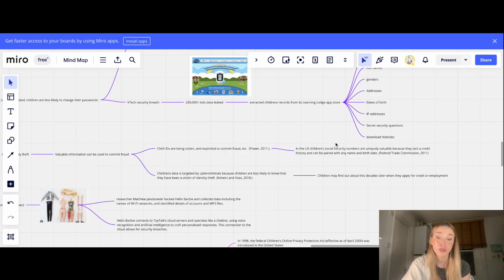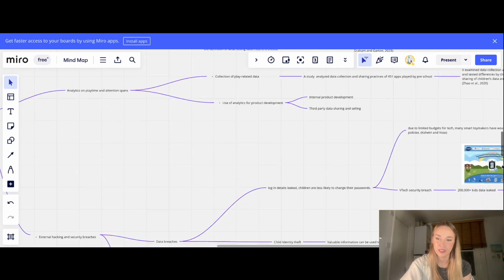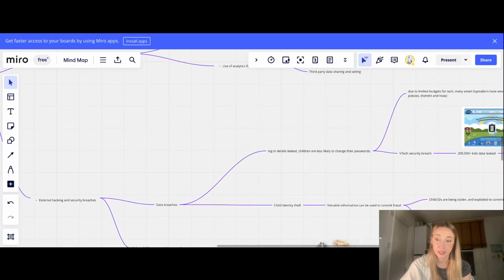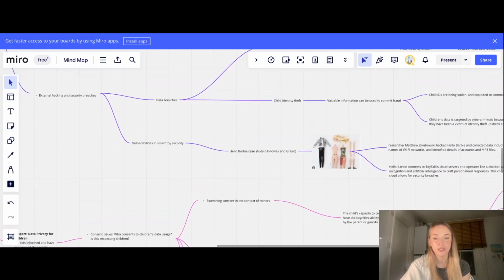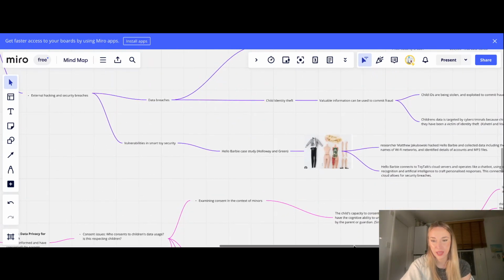In the US, children's social security numbers are uniquely valuable because they lack a credit history and they can be paired with any name and any birth date. Children's data is targeted by cybercriminals because children are less likely to know that they have been a victim of identity theft. Children may find out about this decades later when they apply for credit or employment or try and buy a new car. This is an example of a data breach, but let's look into the smart toys themselves.